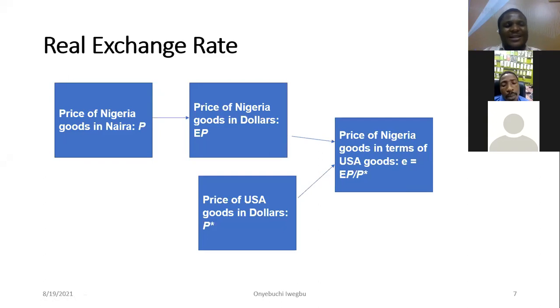But I'm asking a simple question. What is the rate of me exchanging the price of my domestic product with that of a foreign product? That is the real exchange rate. Real exchange rate: what is the price of me exchanging my domestic product for the foreign product?